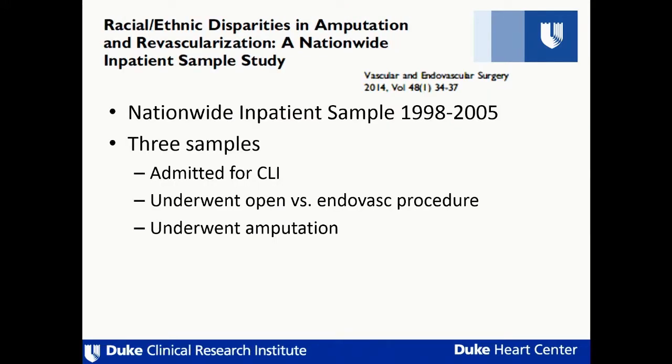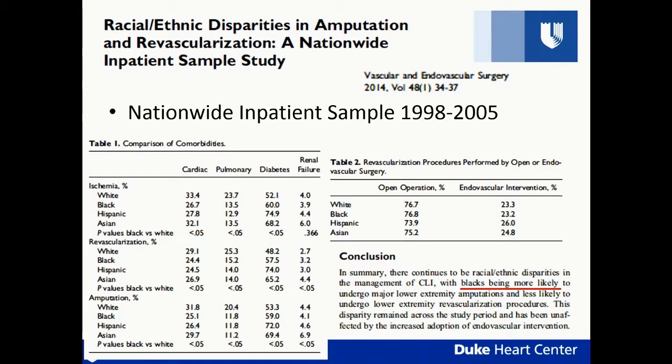Another pretty nice study, although now it's more than 10 years old in terms of the data, was a nicely done study published in Vascular Endovascular Surgery. You can see they actually took 3 samples: patients admitted for CLI, patients who underwent open and endovasc procedures, and those who underwent amputation. When you look at comorbidities, you can see that many of these patients actually had complex disease, including cardiac or pulmonary disease. A lot of them had diabetes, and a small percentage had renal failure.